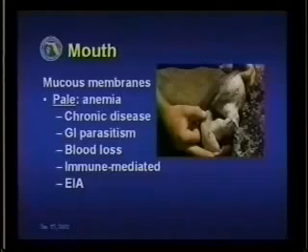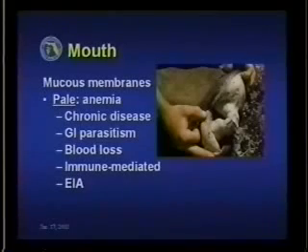Another part of the head that is important to examine is the mouth. And the mucous membranes in horses are a very good indication of systemic disease. Some of the findings regarding the mucous membranes will be pale membranes, and this will be associated very often with anemia. Anemia can be caused by chronic disease, very often chronic infectious diseases in horses.